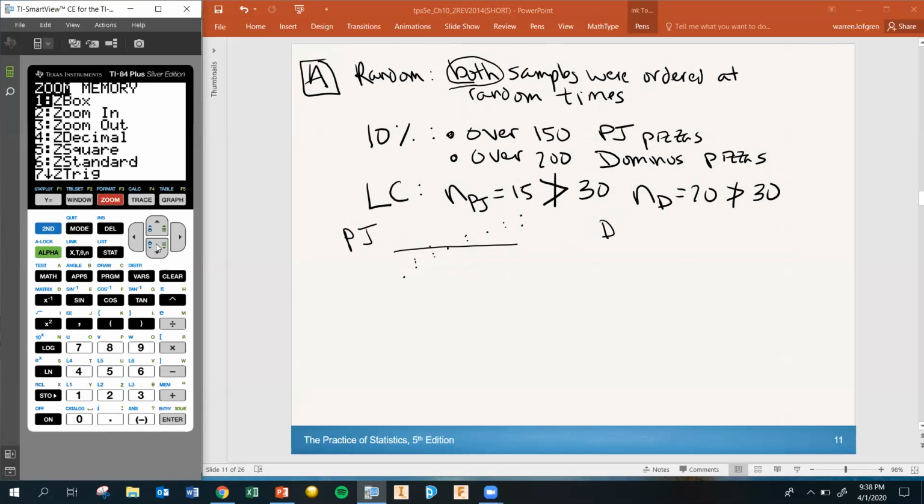And I'll redo the window, zoom stat. And I'm hoping to see again a straight line. This one actually looks a little bit straighter than Papa John's, so.